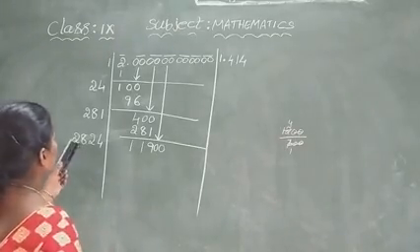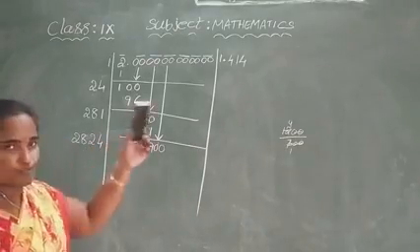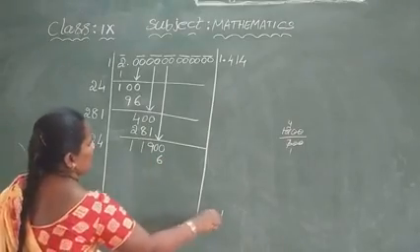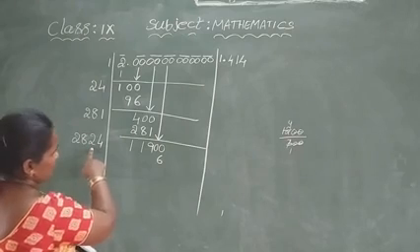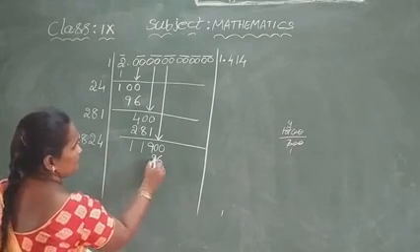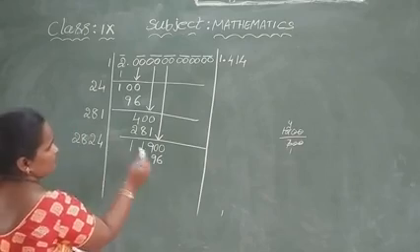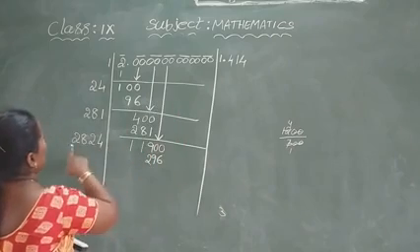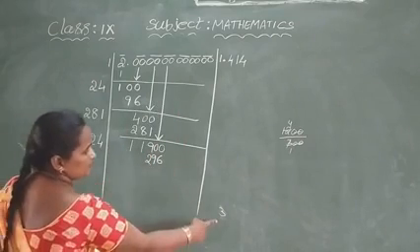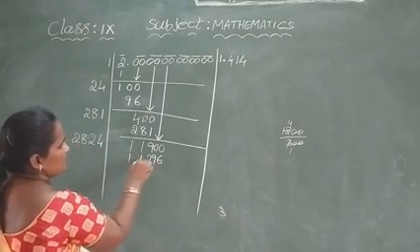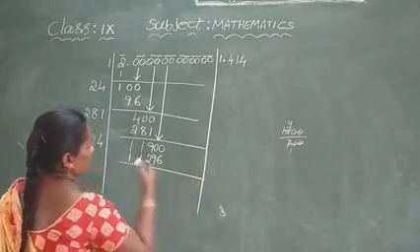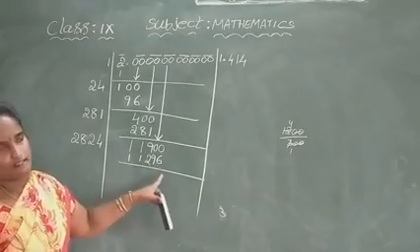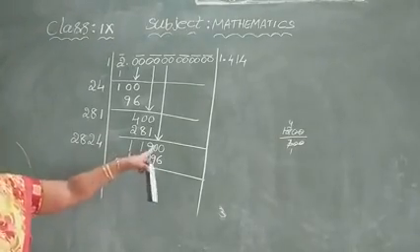Then 2824 into 4. 4 4s are 16, 1 remaining. 4 2s are 8, 1 9. 4 8s are 32, balance is 3. 4 2s are 8, 8 plus 3 is 11. So here 11,296. This is the smallest of 11,900.